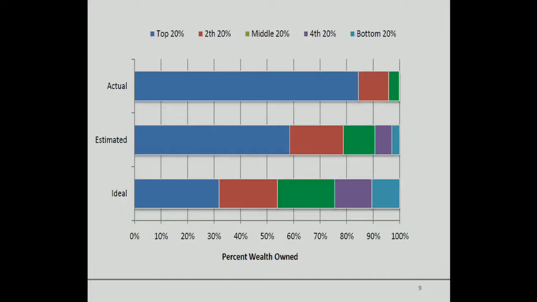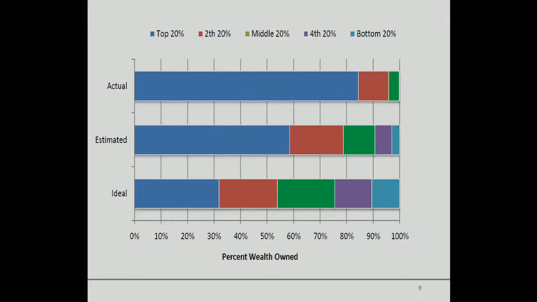And Americans aren't like hardcore communists, obviously, so they didn't say the top 20% should have 20%. They said, well, we think the top 20% should have about 32% of everything. And then the next 20% should have about 21%. And the next 20%, the middle, should have about their fair share, 20%. But even down here, the bottom 20% should have about 11% of everything.